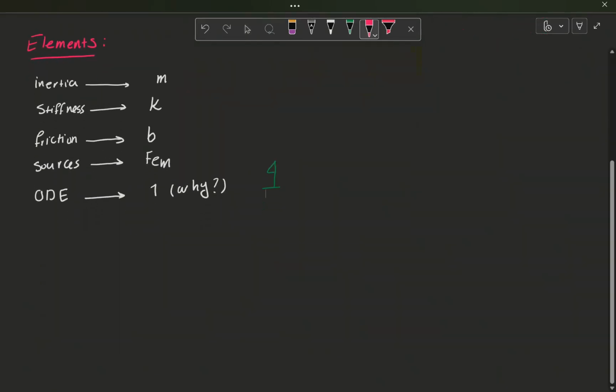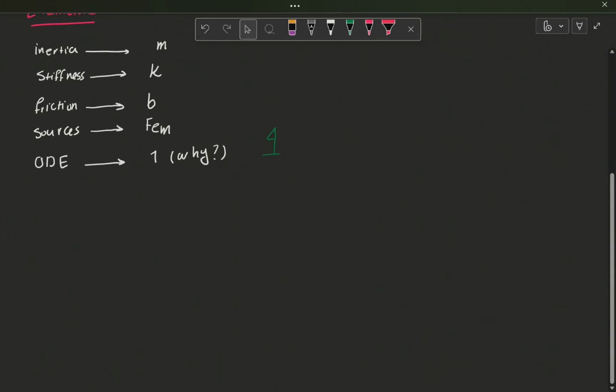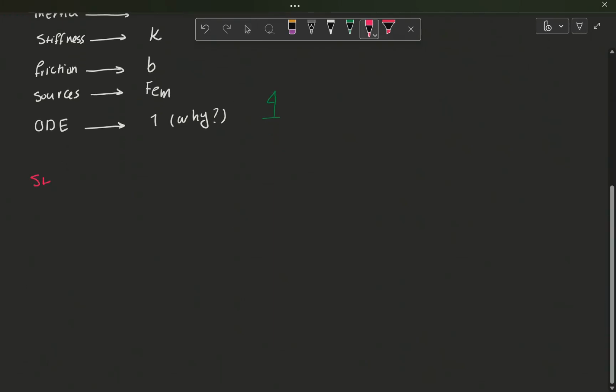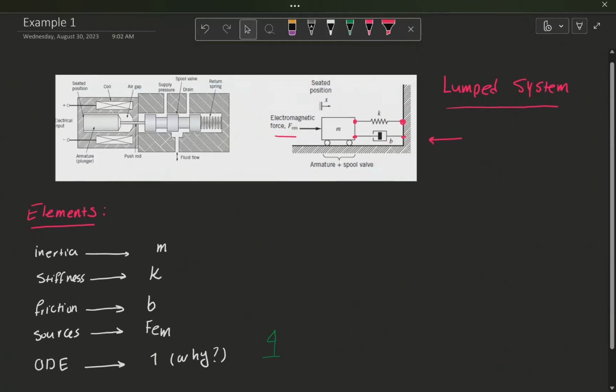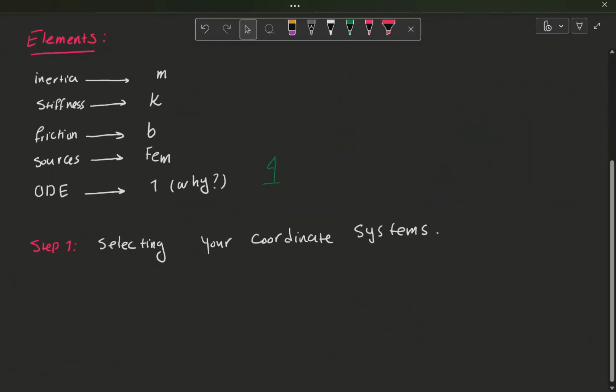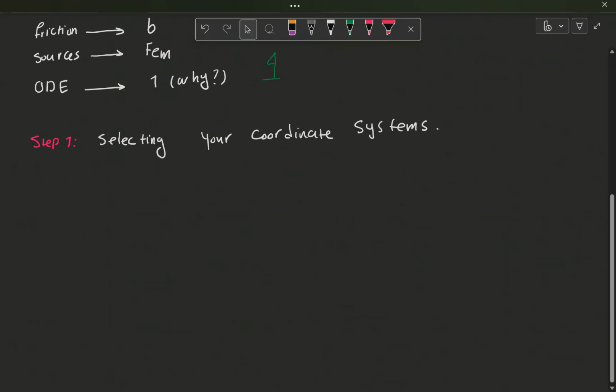Okay, now you're ready to go ahead and find that one ODE. Step one is selecting your coordinate systems. With the number of independent motions, you will need that many coordinate systems, okay? In this problem, you have only one independent motion, and that's the motion of the mass. The wall does not move, so you do not need a coordinate system for the wall.